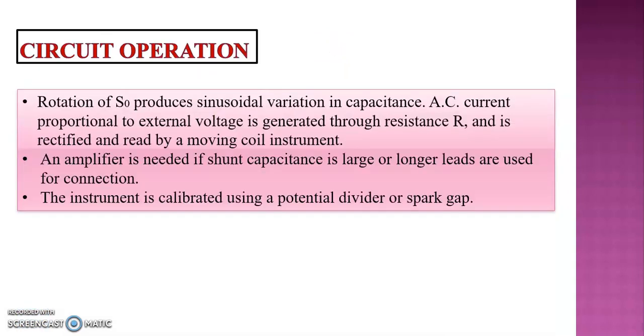Now we will see the circuit operation. Rotation of S0 produces sinusoidal variation in capacitance. AC current proportional to the external voltage is generated due to that through the resistance R, and is rectified and read on a moving coil instrument. An amplifier is needed if shunt capacitance is larger or longer leads are used for connection. Also, the instrument is calibrated using a potential divider or spark gap. Now moving on to the next slide.